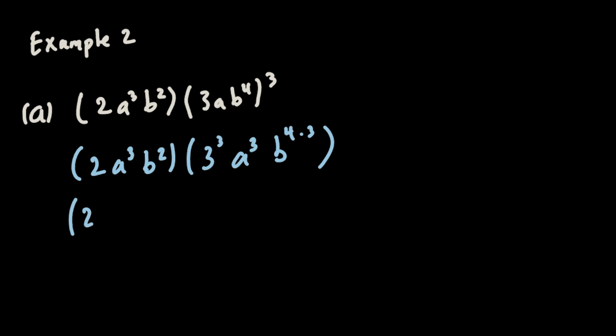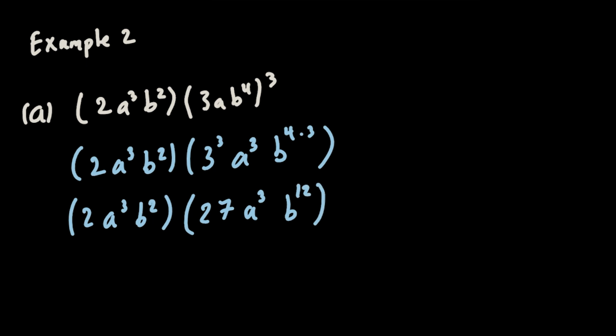This we'll just write it again as it is, b to the power 2, but this is 3 to the power 3, it's 27. 3 multiplied by 3 is 9. Multiplied by 3, it's 27. A to the power 3, b, we have 4 multiplied by 3, that would equal to 12.